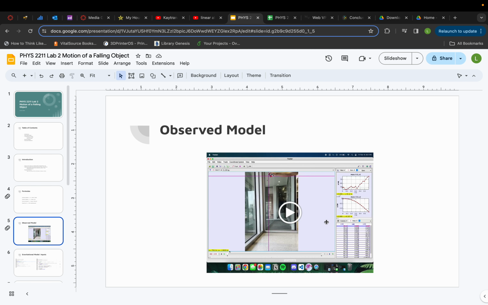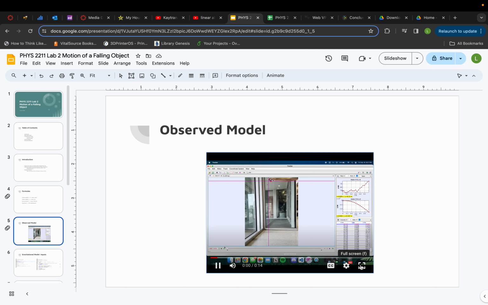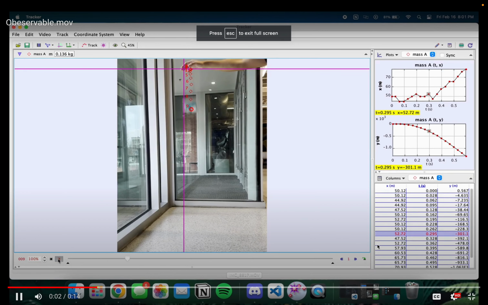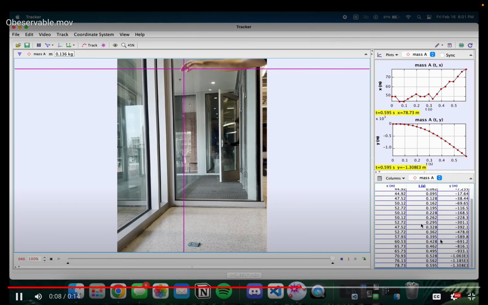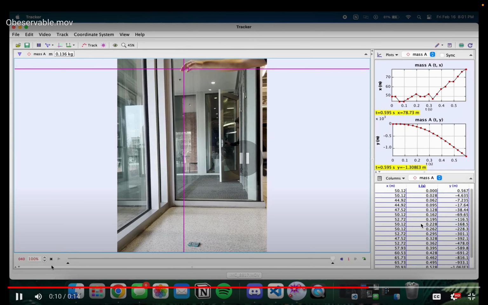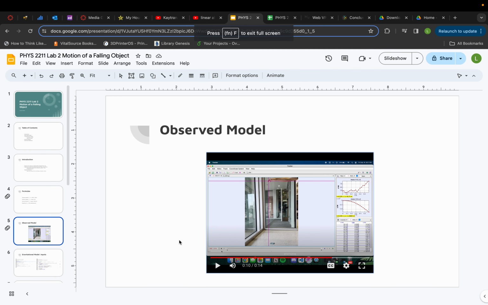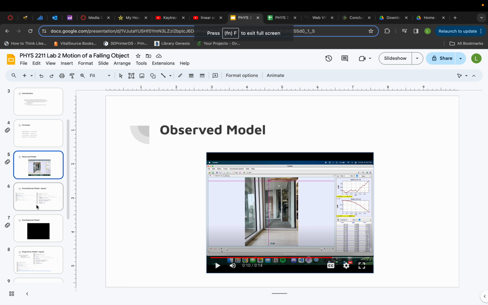Let's take a look at the observable model. So here, this is the video of me dropping an object with drag force. And as you can see on the right, graphs of the velocity and position are displayed, and these starting values will be used to calculate the computational models.